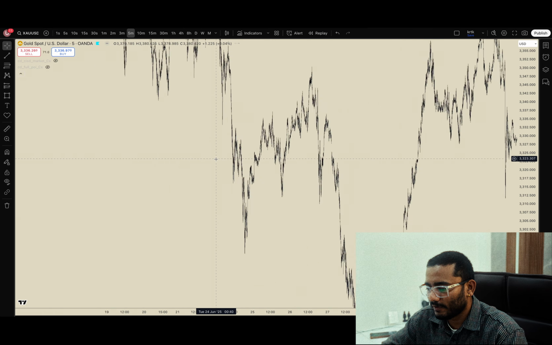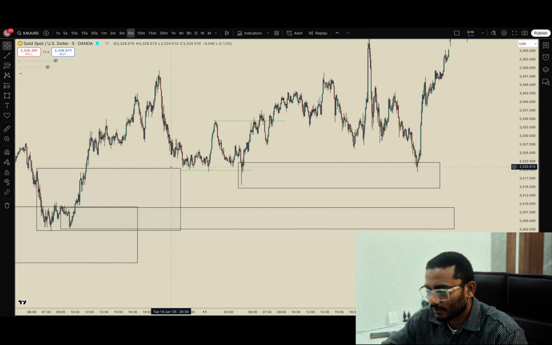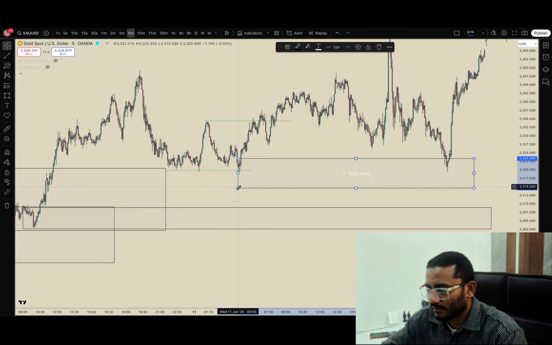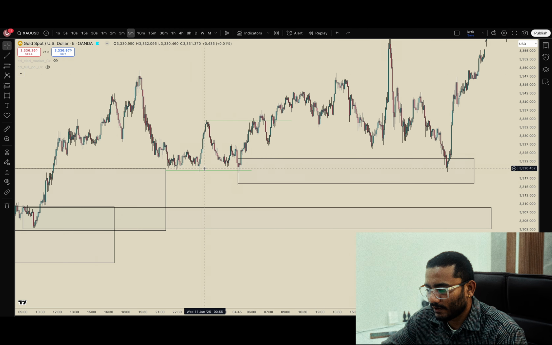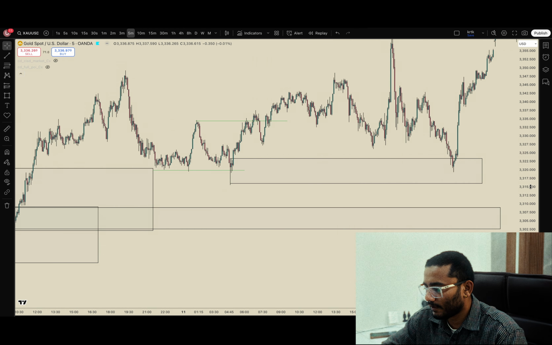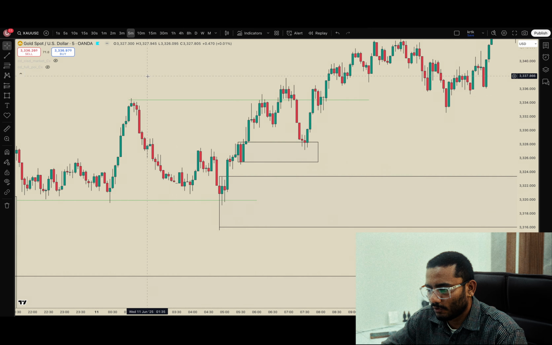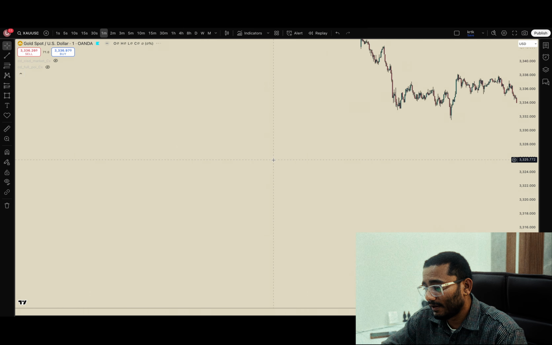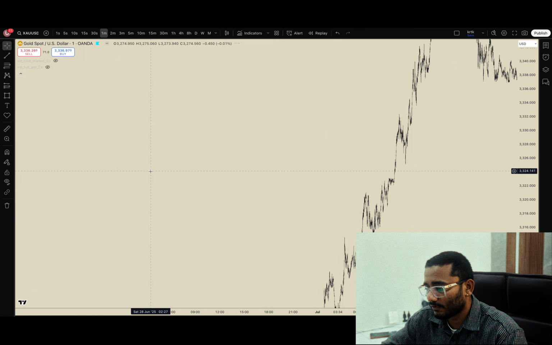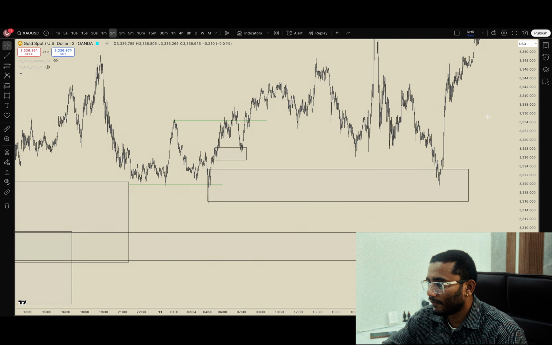If you go to 5 minutes, there will be some kind of order block here. So on 5 minutes, we can see there is this order block which took out this liquidity and broke the structure to the upside. Now the same thing is repeating over and over. Order block, if you go to 1 minute, you will find multiple entries on 1 minute. Okay, we are on 2 minutes. We don't have enough data.